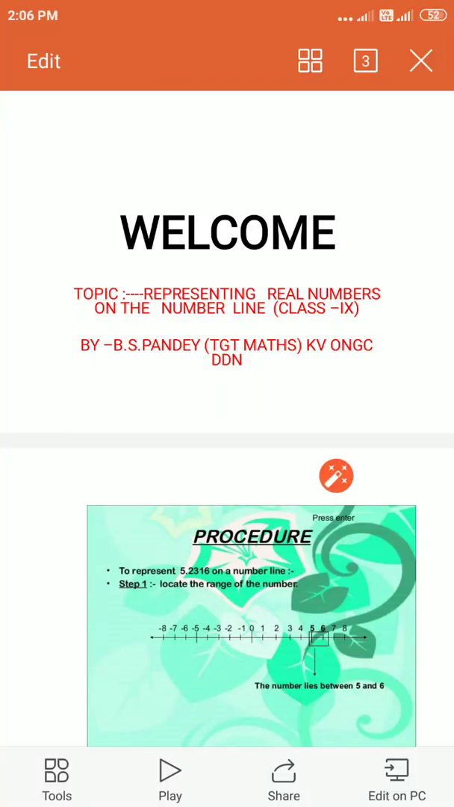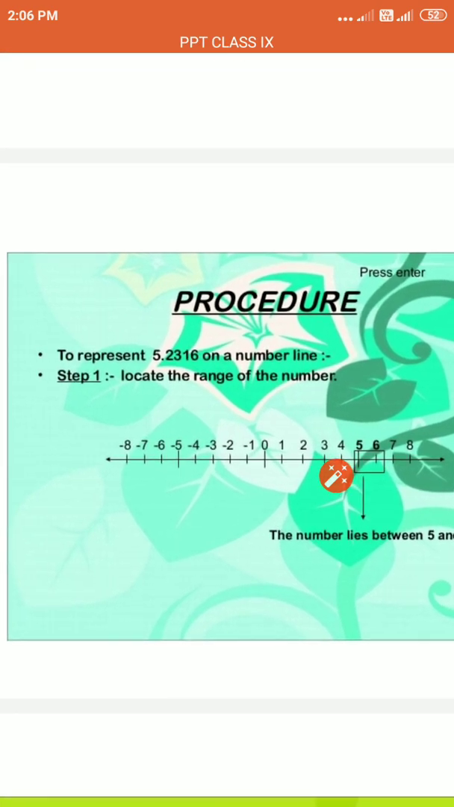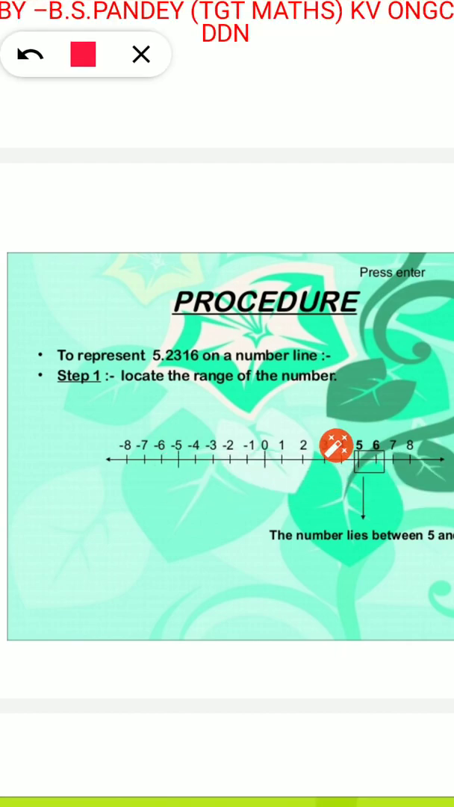Good afternoon, children. For class 9, the topic is how to represent real numbers on the number line. This is also known as the process of successive magnification. So now we will discuss how to show 5.2316 on the number line with the help of this PPT. Now you can see how to represent 5.2316 on the number line.